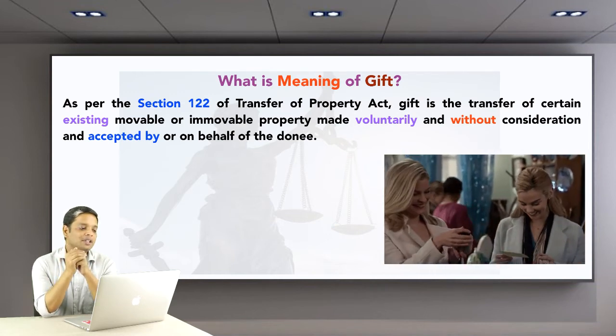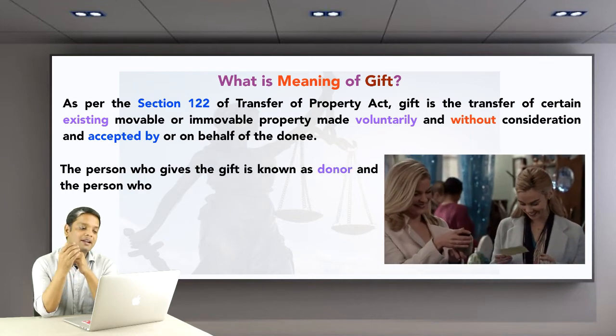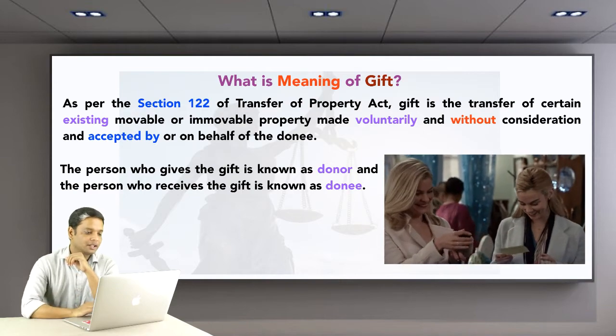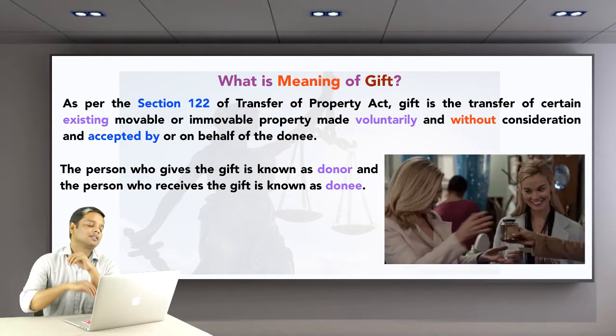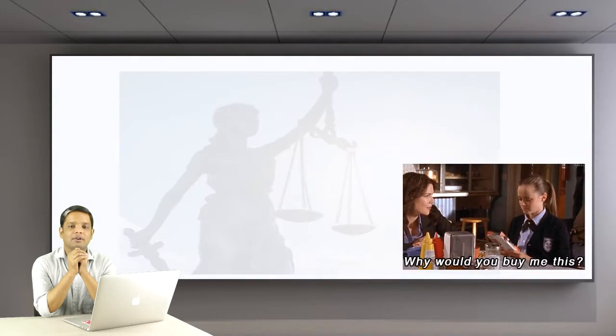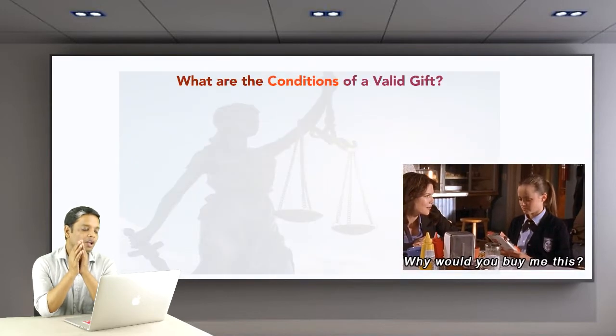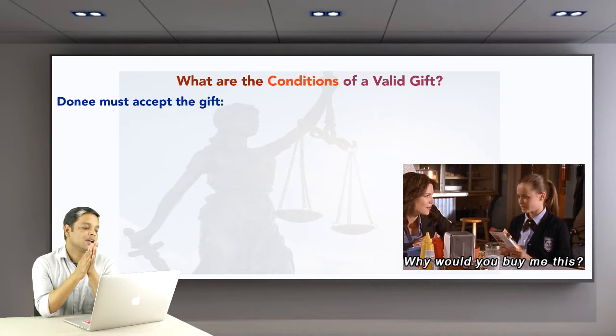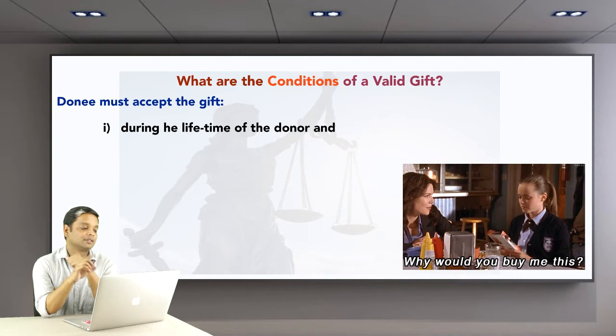The person who gives the gift is known as donor, and the person who receives the gift is known as donee. Now, the next point that we have, that is, what are the conditions of a valid gift? Let's check it out. Donee must accept the gift. We have discussed that. Donee must accept the gift, otherwise, on his or her behalf, someone else accepts, or else it would be void.